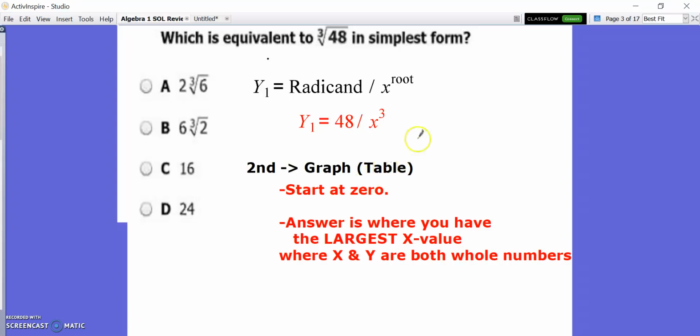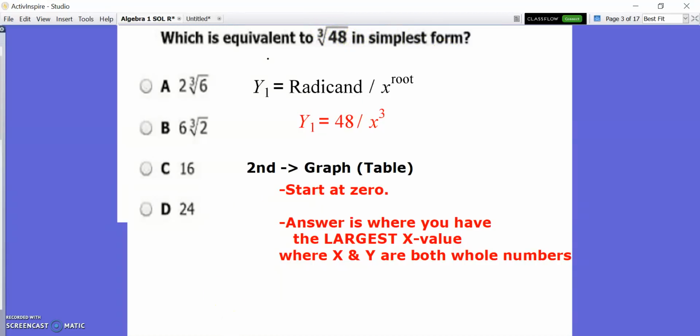You'll notice on the screen I have a bunch of stuff written right here. These are the calculator steps to simplifying it. At this point, this would be a good time to pause the video if you've already watched it and wanted to see the calculator steps written down. But let's go ahead and try this. It says, which is equivalent to the cube root of 48 in simplest form?